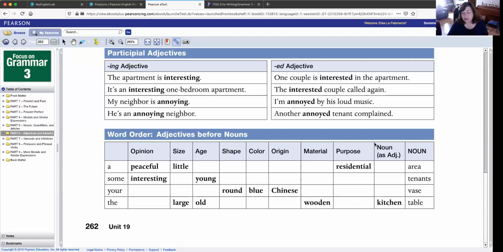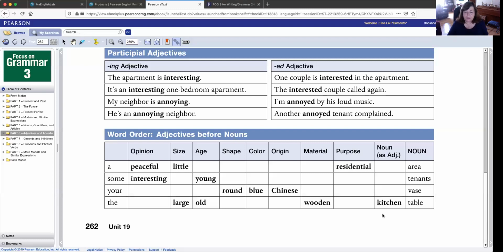So kitchen is under noun as adjective because kitchen is also a noun, right? But we're using this kitchen, which is usually a noun, as an adjective to show what kind of table. It's a kitchen table. It could be a dining room table. It could be a patio table. It could be a picnic table.